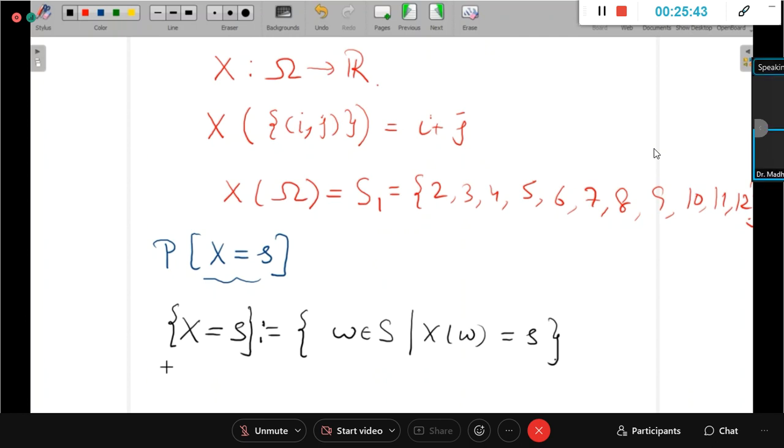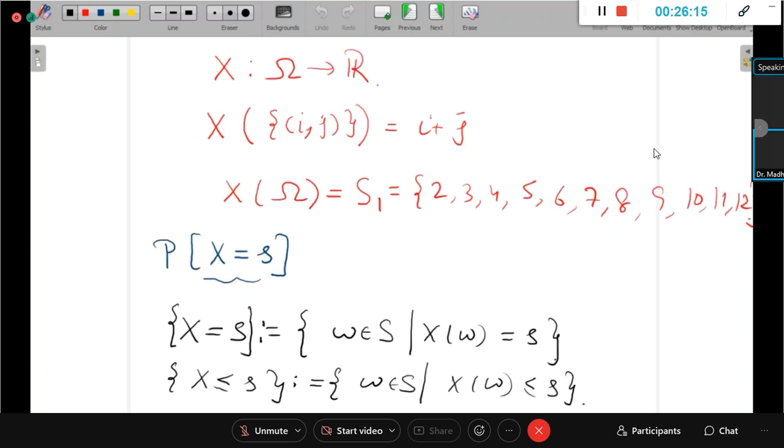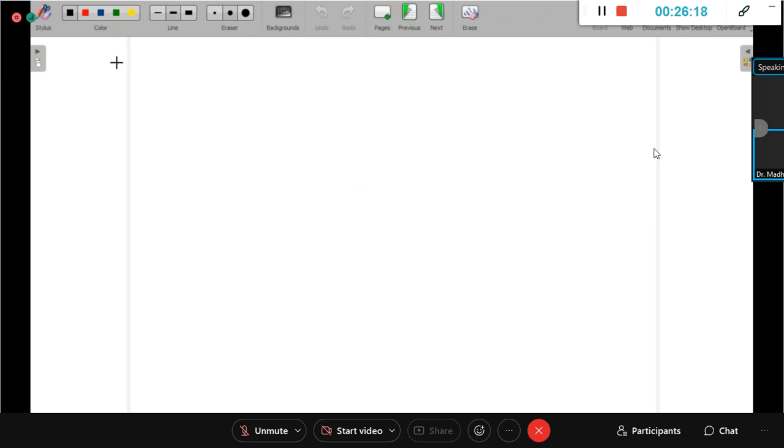I think now you may also get what we mean by X less than or equal to s. This also can be easily identified: it is the set of w in omega such that X of w is less than or equal to s. This notation you are comfortable with now. It is now easy to identify the probabilities of getting a sum of 2, 3, 4, 5, 6. You can assign the probabilities.